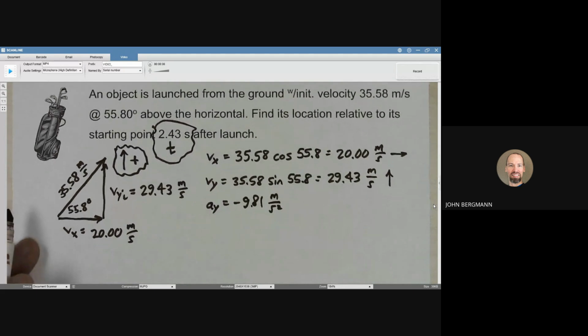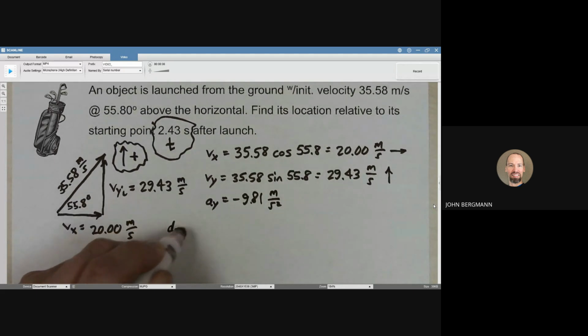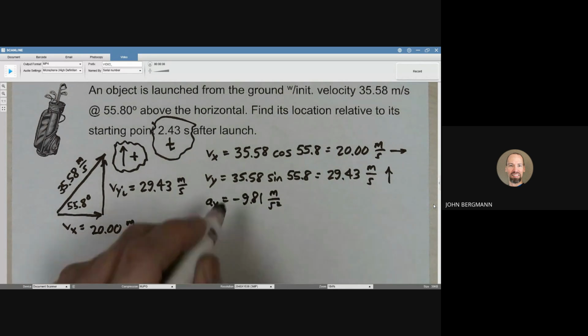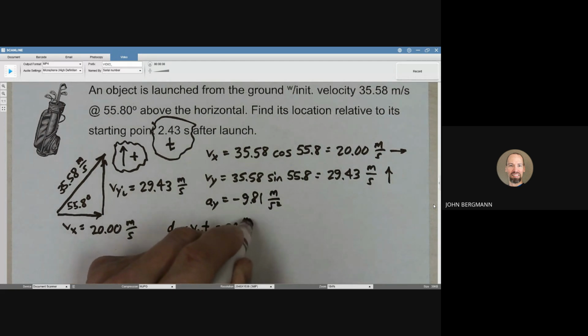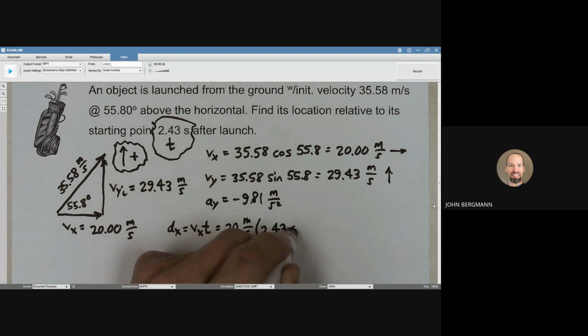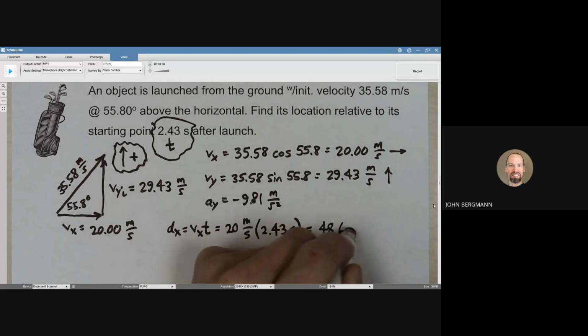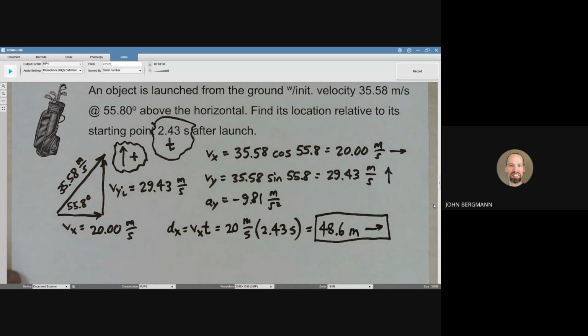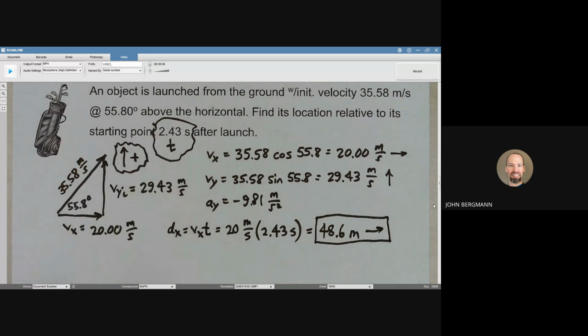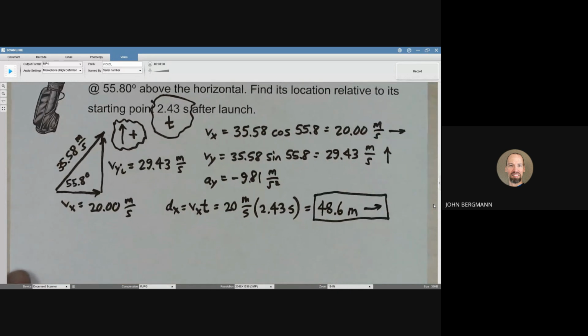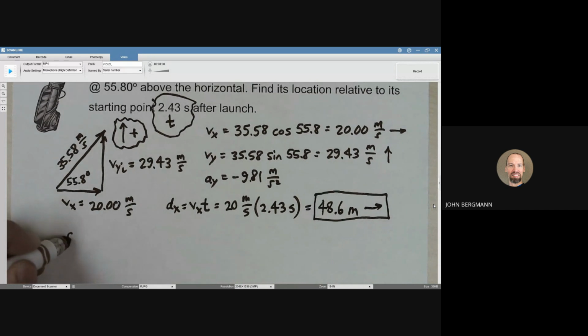Let's do the x one first. dx is equal to Vx multiplied by time. Vx is 20 meters per second. The time is 2.43. We were given that. We didn't have to calculate the time. I think that might be the first time that we've never had to calculate the time. 48.6 meters that way. That's how far horizontally it's moved by that time right there. What about the vertical position?